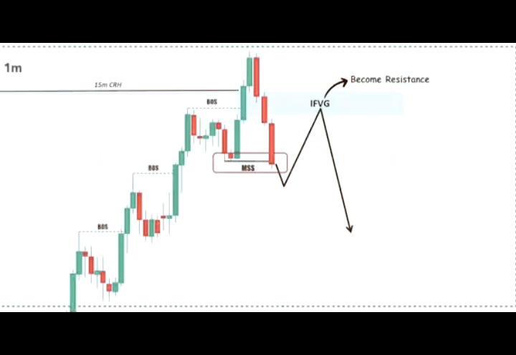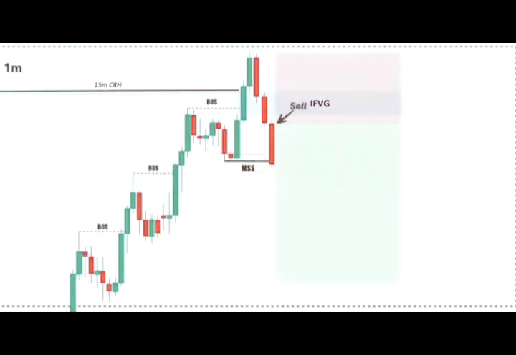Option 1. Enter immediately after the IFVG forms by opening your position at the next candle open, with the stop loss placed above the most recent swing high. Option 2. Place a sell limit order at the lowest point of the newly formed IFVG and wait for the price to retrace into the zone and activate your entry. For take profit, you have a few choices. You can target the lowest point of the 15-minute range candle, or if you're aiming for a bigger move, target the Asian session midpoint or the Asian low.